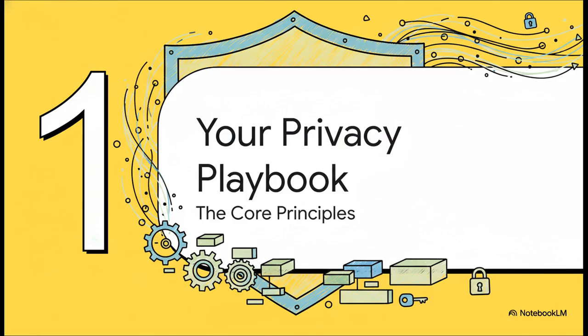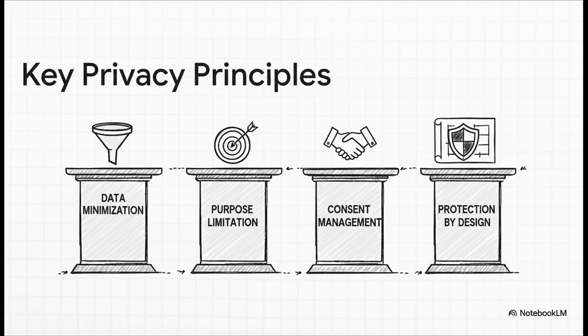Think of these as the core principles, the absolute bedrock of any secure AI application you're going to build. These are really the four pillars of your whole strategy. First, data minimization. Just don't collect data you don't absolutely need. Second, purpose limitation. Only use the data for what you told the user you would. Third, consent management. Always put the user in control. And maybe the most important, protection by design. Build security in from the very start. Don't try to tack it on as an afterthought.